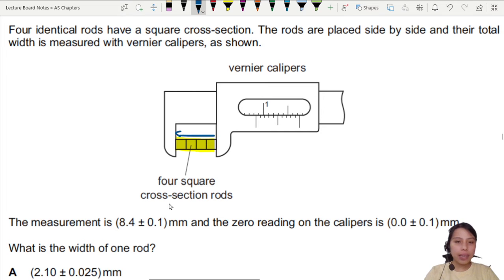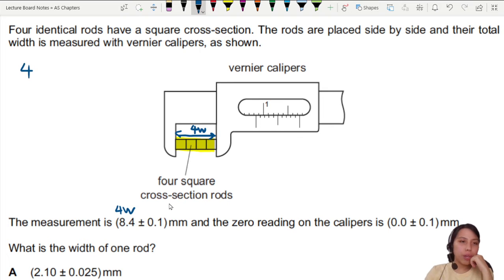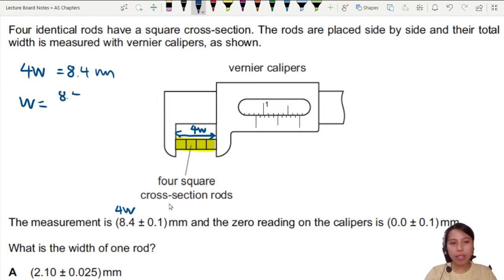In this length that we just measured, this is the 4 widths because there are 4 stuck together, right? So this is 4W. Maybe let's start by finding the value first. So if 4 of these widths are 8.4 mm, then one width is going to be 8.4 divided by 4. That will give us 2.1. So each single one of these is 2.1 millimeter.